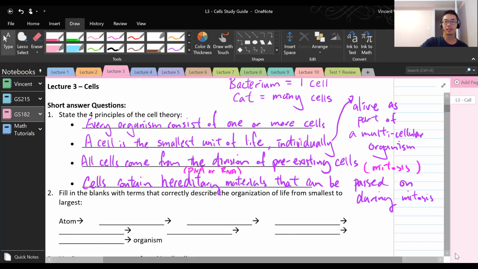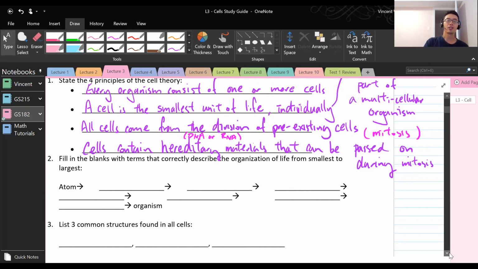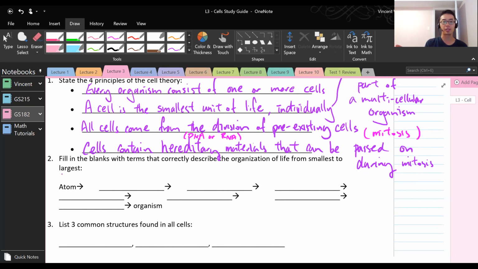All right. Next, fill in the blanks with terms that correctly describe the organization of life from smallest to largest. So last class, we talked about atoms. Atoms are basically the smallest unit of an element, right? And elements are all these things that you find on the periodic table. So, oxygen, carbon, nitrogen, phosphorus, hydrogen. These are the common atoms that make up an organism, right? That make up humans, at least.